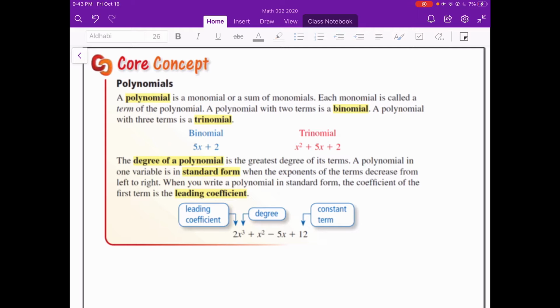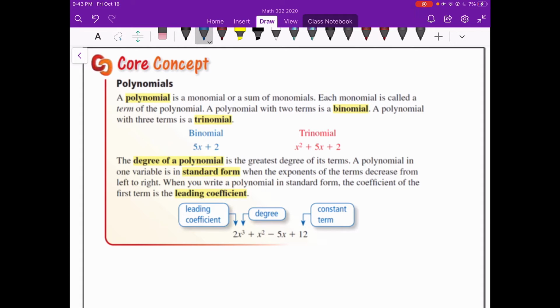Lesson 2 is on polynomials, so having a good foundation here will help you out for this unit. It's a pretty long unit, so make sure you understand the basics first. A polynomial can be a monomial or a sum of monomials. A monomial is just one term. So when you see 5x by itself, that's a monomial. If you saw 3x squared by itself, that's also a monomial.